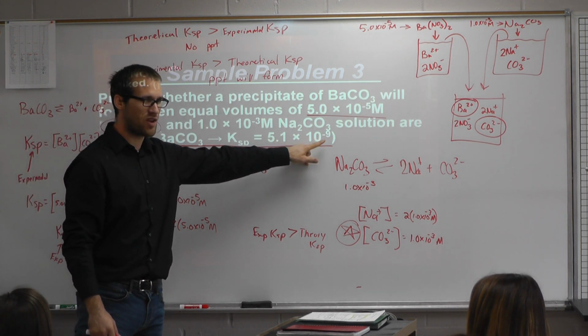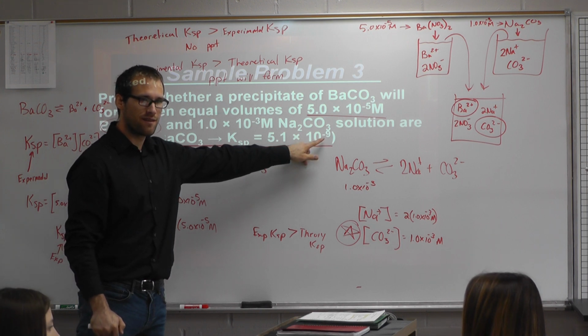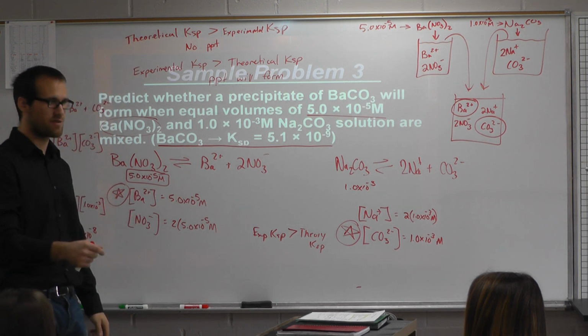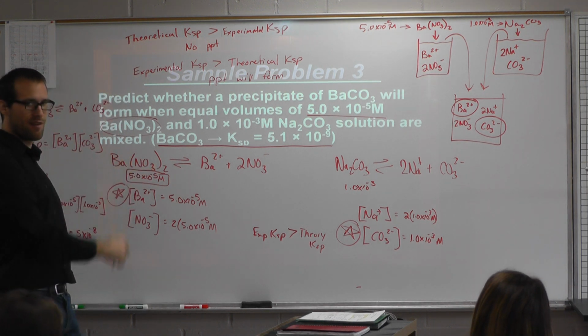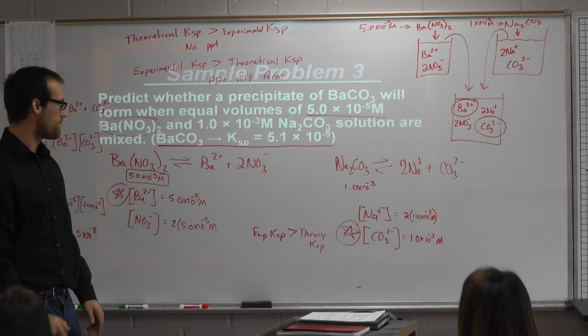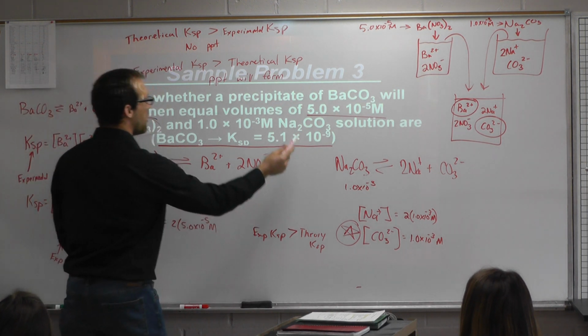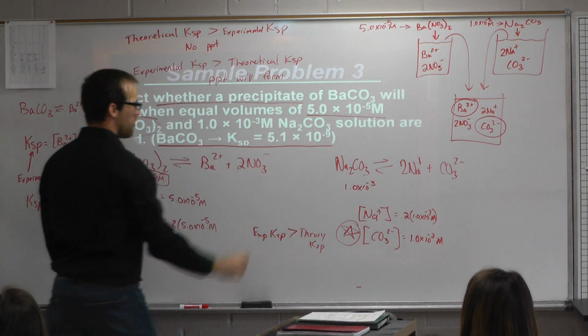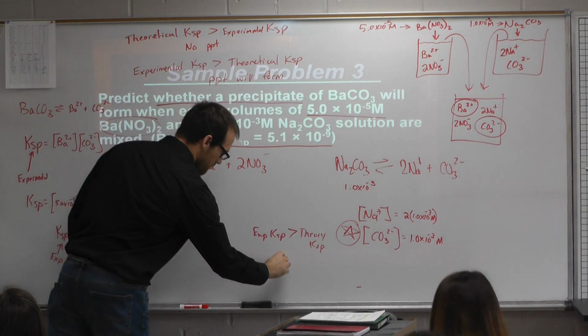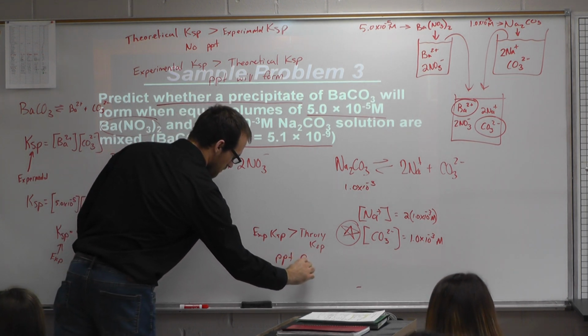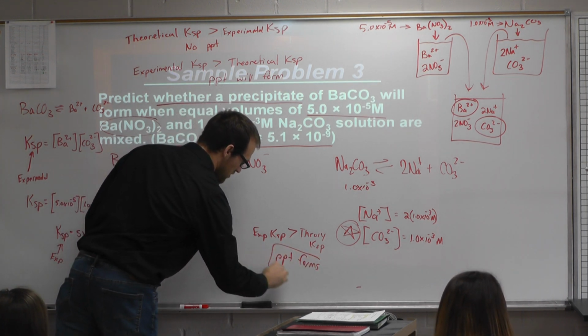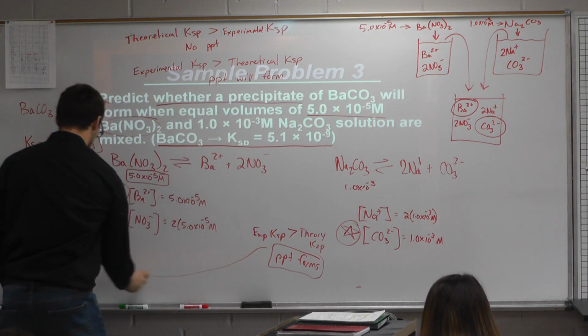The more negative you go in an exponent, the smaller the number gets. You're just adding zeros in front of the decimal. Okay? So, will a precipitate form? Yes. There's your answer, and there's your proof.